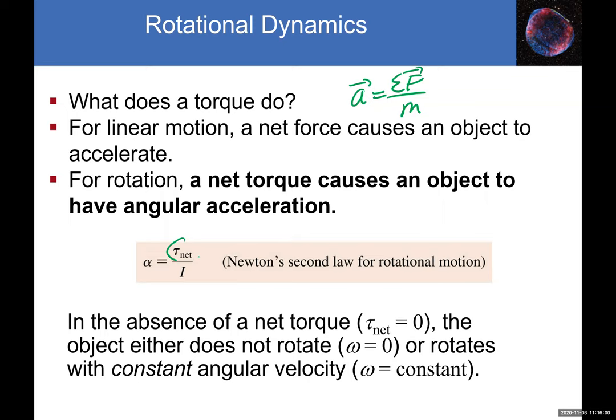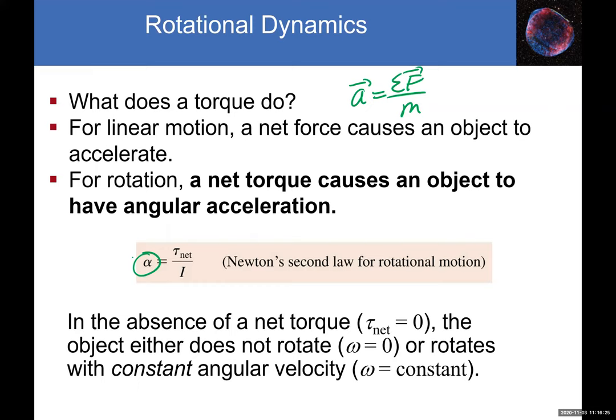So the net torque divided by the equivalent of mass in the rotating system, which we talked about in part one, the moment of inertia, gives you the angular acceleration. That means net torque divided by the moment of inertia equals alpha. And alpha changes your angular velocity. If your angular velocity is changing, it means the disk or whatever rotating object is speeding up or slowing down.